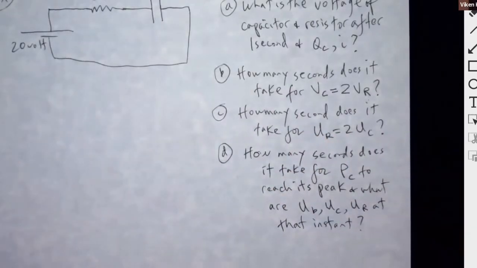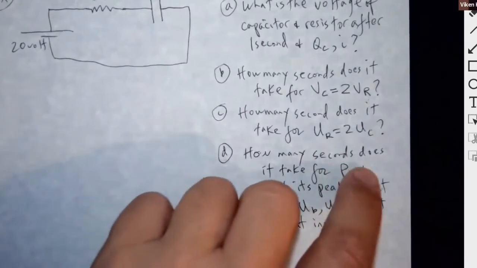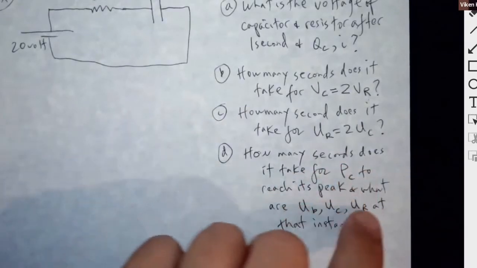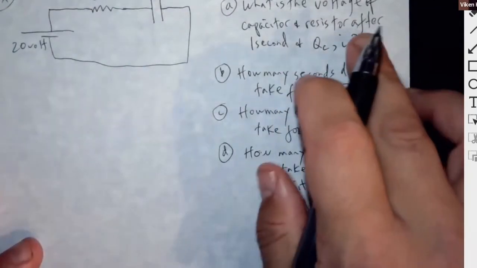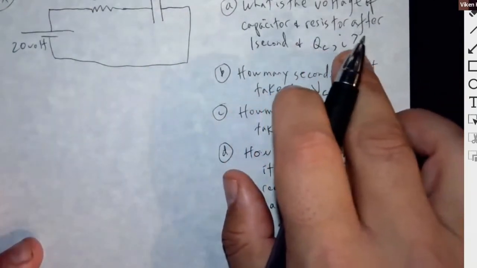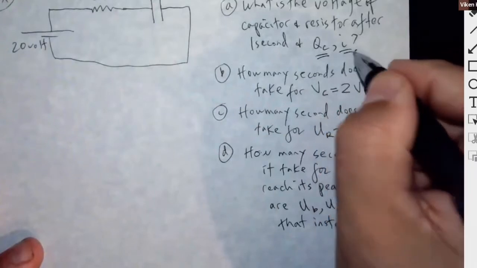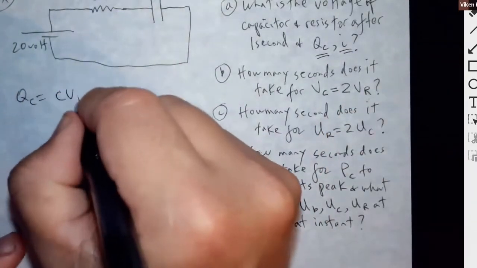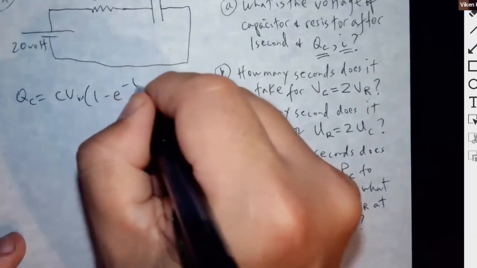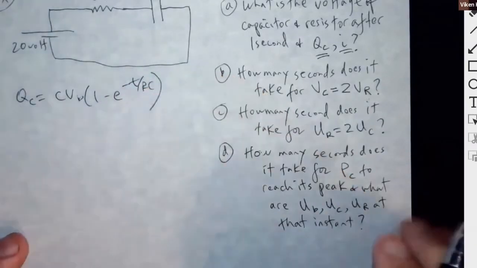So how many seconds does it take for PC to reach its peak? So let's do the first one. After 1 second, we can solve for the QC and the I. QC was CVB 1 minus e to the minus t over RC, right?